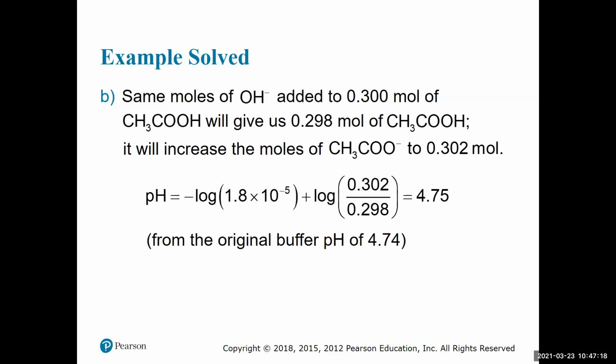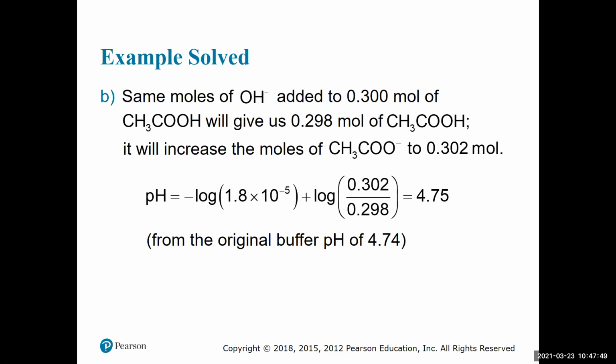So all we have to do is subtract that from the moles of acetic acid, because we know that's going to get neutralized by the base, and then it's going to produce that number of moles of acetate ion. So our 0.300 moles of acetic acid now is 0.298. Our 0.30 moles of acetate are now 0.302. So the acetic acid's gone down a little bit, the acetate's gone up a little bit.